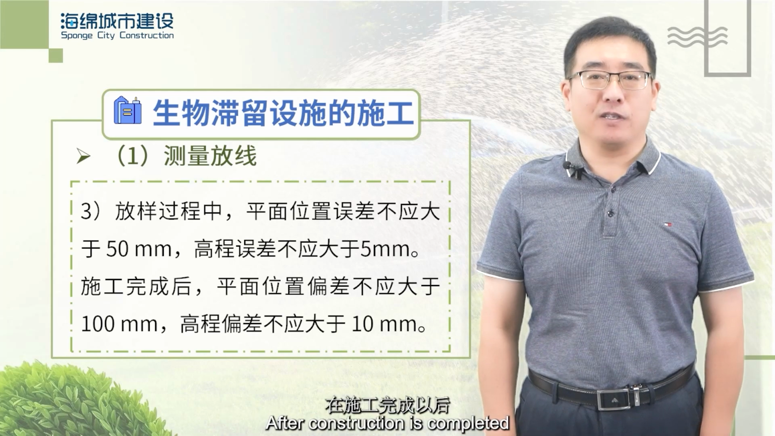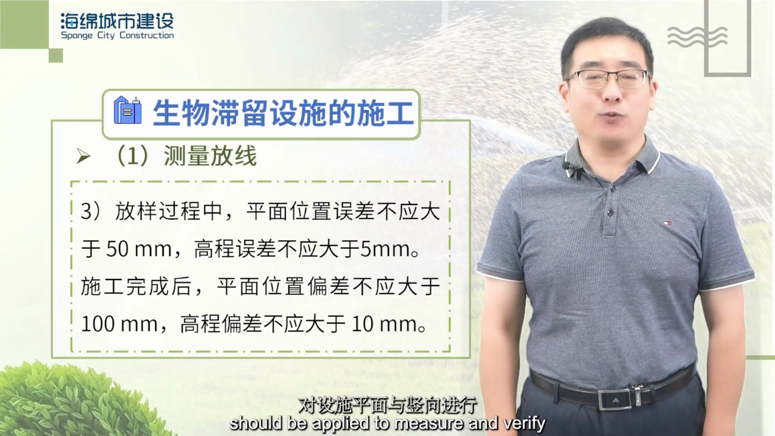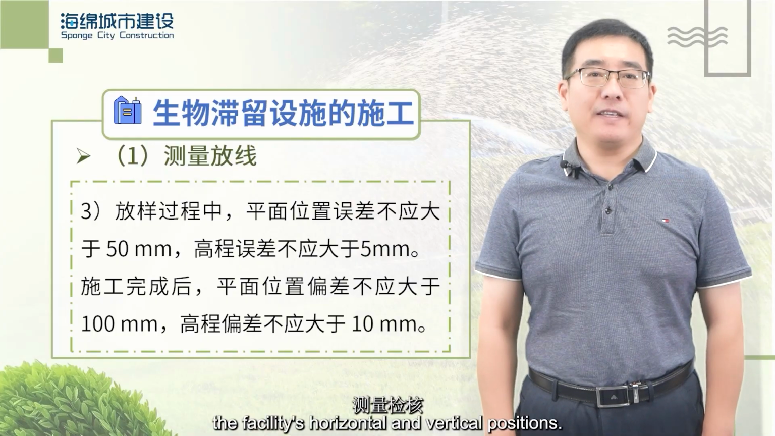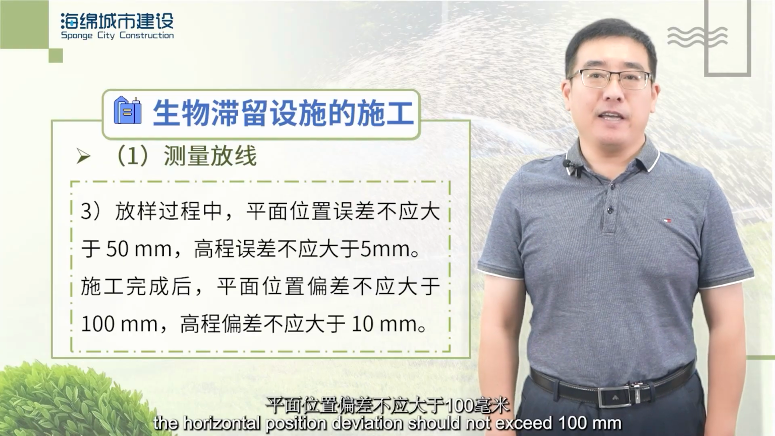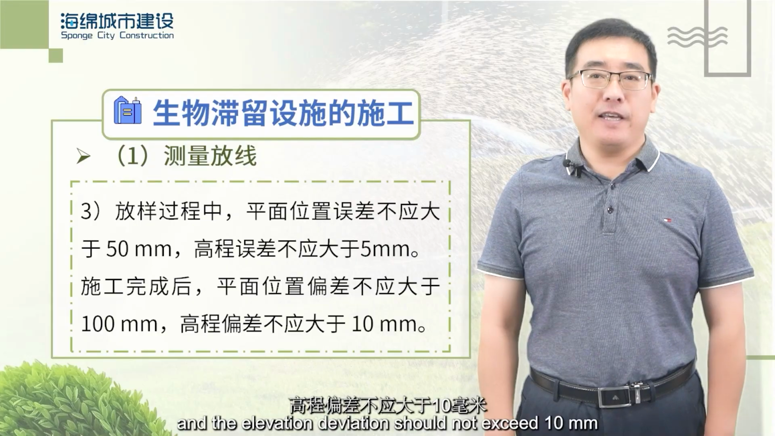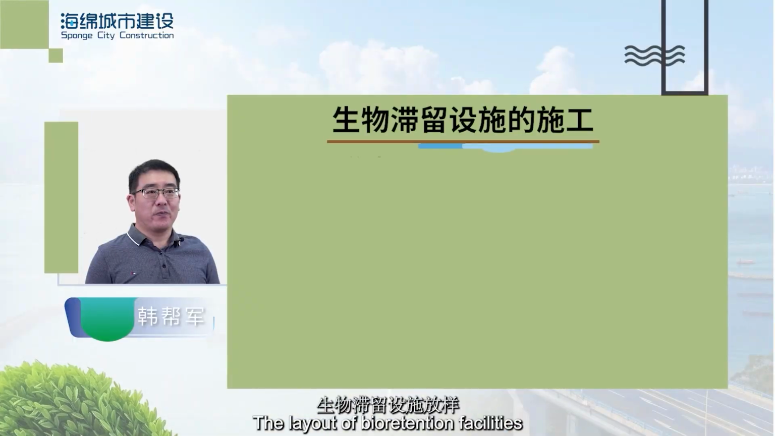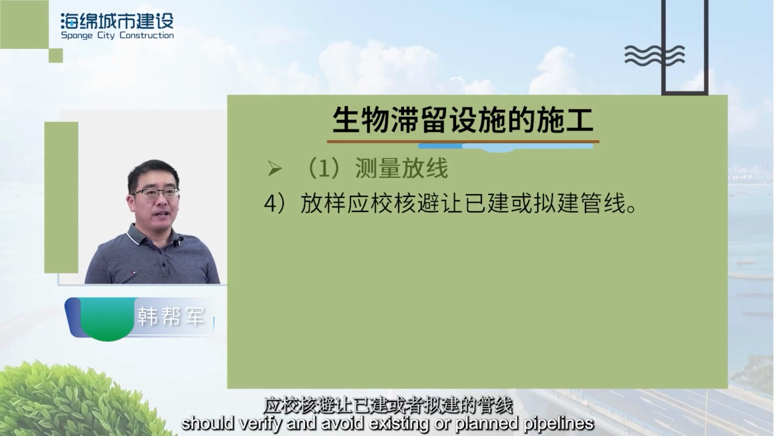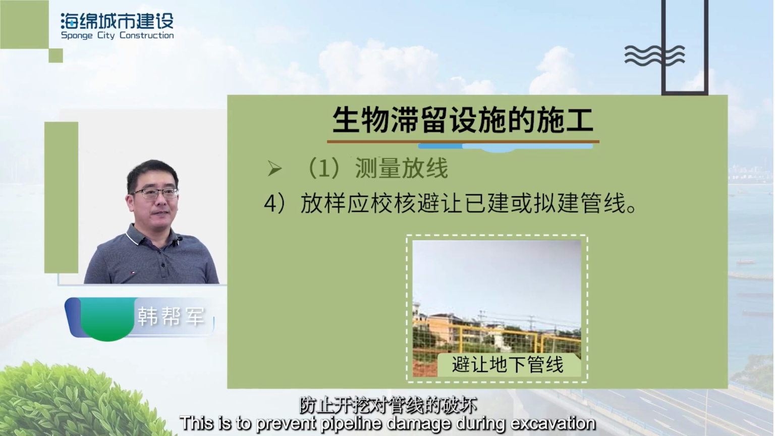After construction is completed, the same method used for layout should be applied to measure and verify the facility's horizontal and vertical positions. At this point, the horizontal position deviation should not exceed 100 mm, and the elevation deviation should not exceed 10 mm. The layout of bioretention facilities should verify and avoid existing or planned pipelines to prevent gas and power lines from crossing the facility.